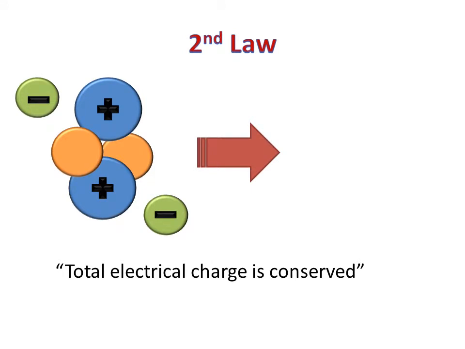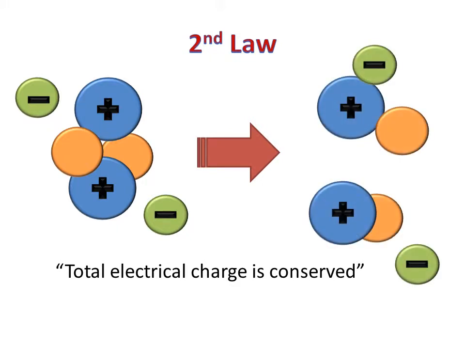The second law states, quote, the total electric charge is conserved, end quote. This means that if the electric charge is zero, meaning the total number of protons and electrons are the same before the reaction, then the electric charge will be zero after the reaction is complete.